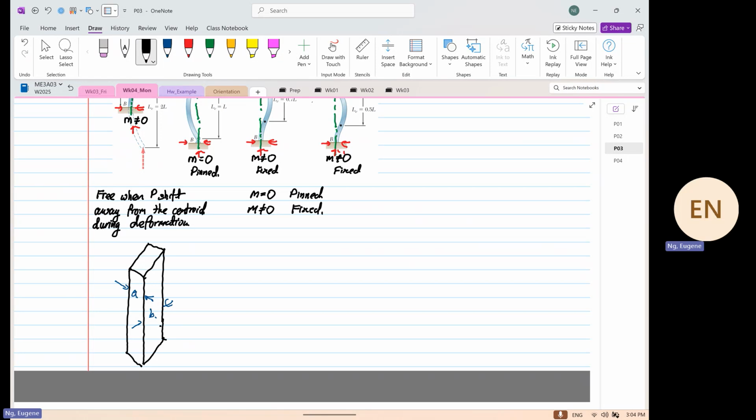So I'm going to call this my X. I'm going to call this my Y. And I'm going to call this my Z. So now we are going to look at the plan view. So this is the plan view that we sketch.